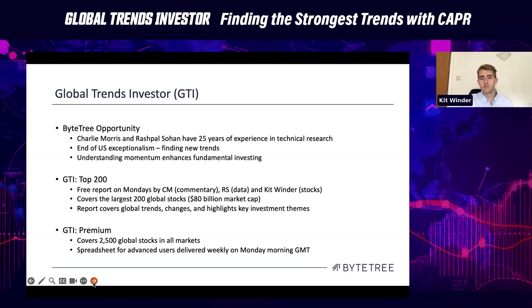And now we're going to run through the two key components of global trends investing, which are CAPR and ByteTrend Scoring, before breaking out the four trend categories in the service and showing you how GTI Premium is set up. But before we go on, I'd just like to say very clearly that this is not financial advice. So having said that, Charlie, over to you.